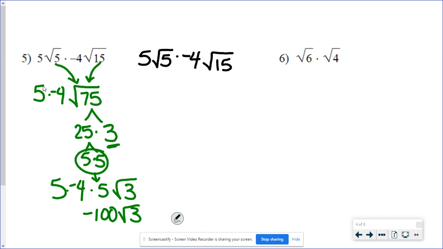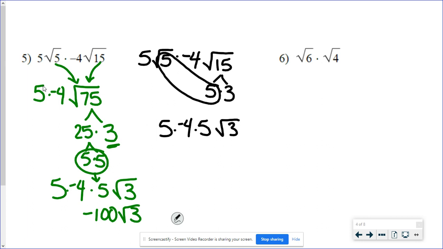Instead, I would look at this 15 and say, well, I could make that a 5 times 3. Remember, the 5 and the 3 that I just wrote are still underneath that radical because that 15 was in a radical. So that means that this 5 and this 5, which are both under radicals, can pair up. So I had a 5 on the outside. I had a negative 4 on the outside. I can break another 5 to the outside. And there's my leftover 3.